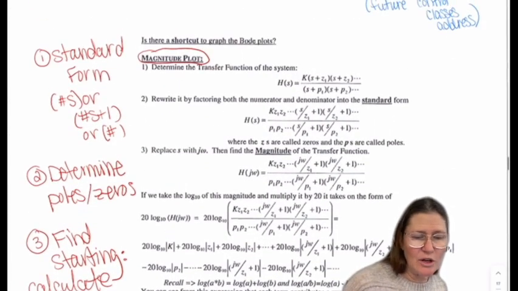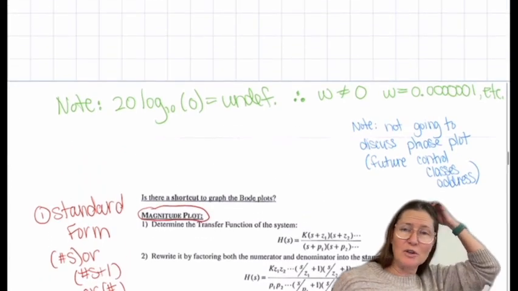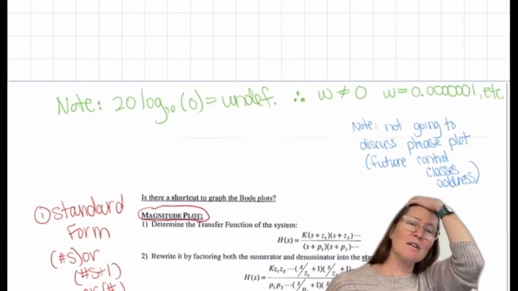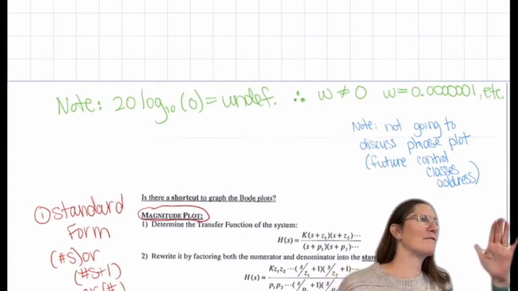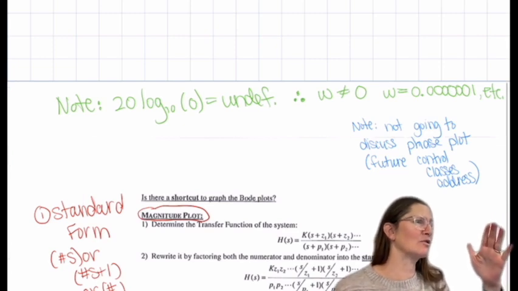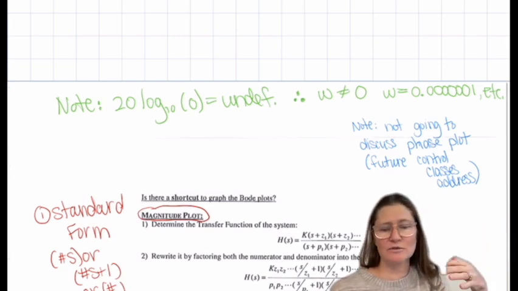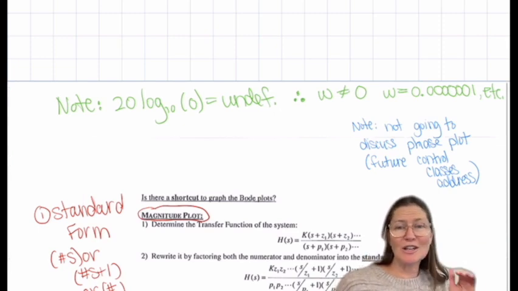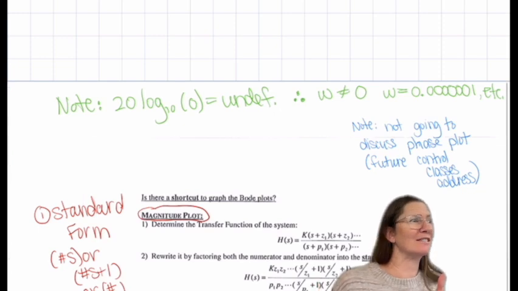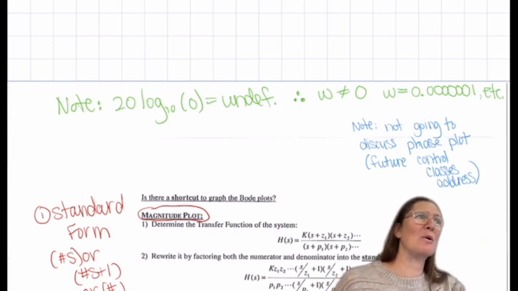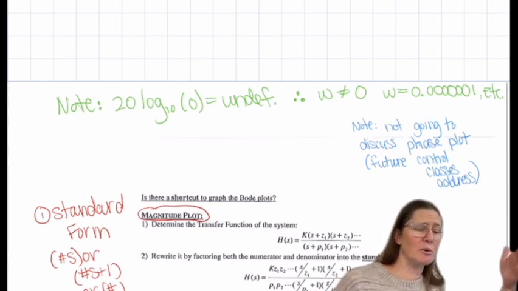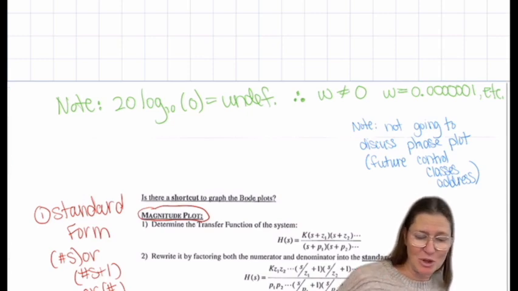All right, one other thing to note: 20 log base 10 of 0 is undefined. So we never do the graph right at omega equals 0. You're always going to pick omega equals some small value. Usually, if you can start at 1, that's nice and easy, but if not, you can go to 0.1, 0.01, 0.001, 0.0001, 0.00001, something that's close to below any of your poles or zeros. I said the word pole or zero.